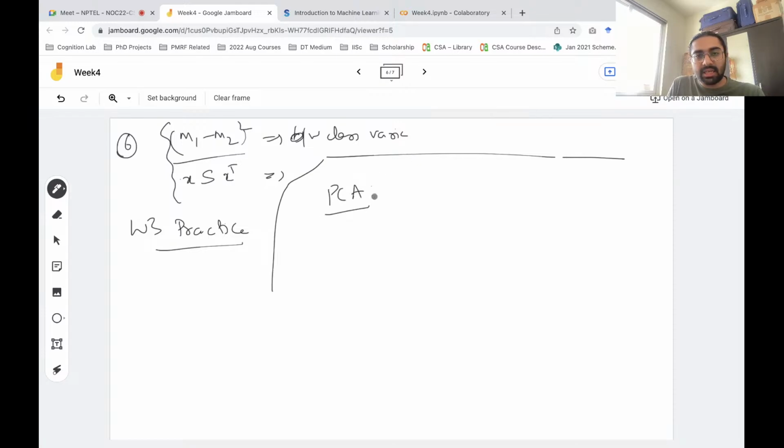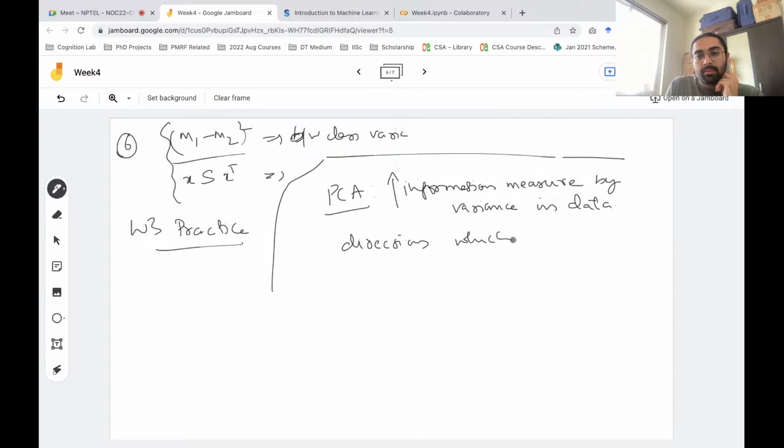So in PCA, the main basic assumption is that your information can be quantified by the variance in the data, right? So the idea is that you want to maximize your information, so you want to find some directions which maximize your variance. Okay, this is the core question of PCA.